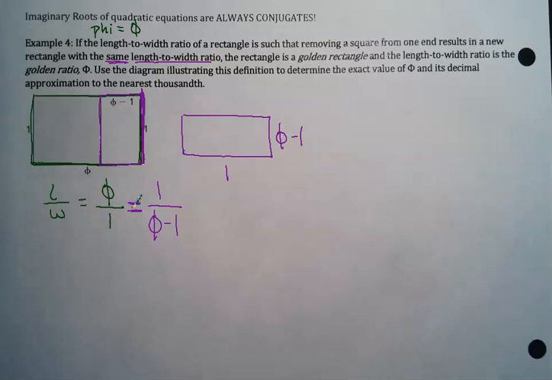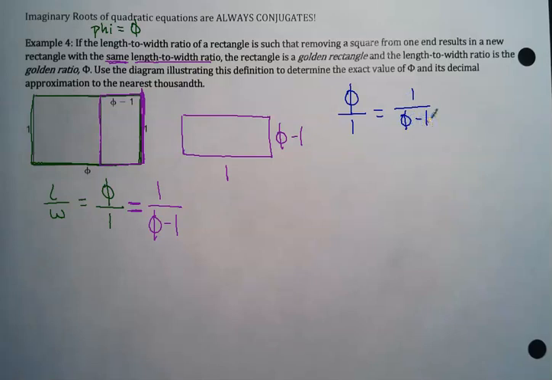Okay, it says use the diagram illustrating this definition to determine the exact value of phi and its decimal approximation to the nearest thousandth. So we've got this proportion, right? We've got phi over 1 is equal to 1 over phi minus 1. So we have a proportion.